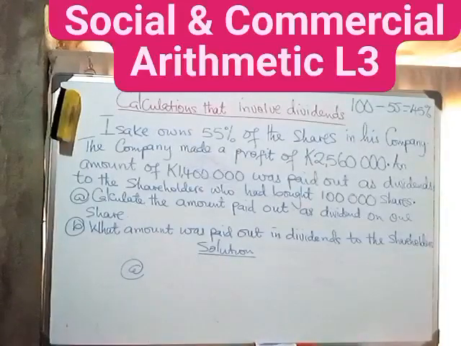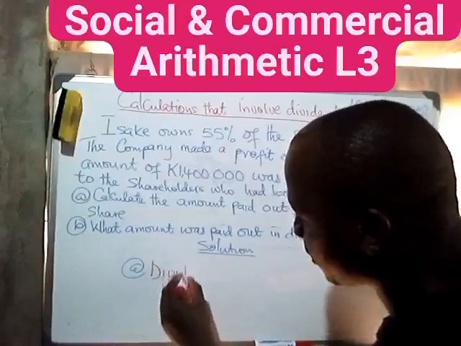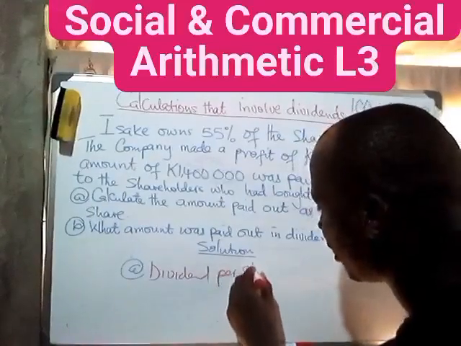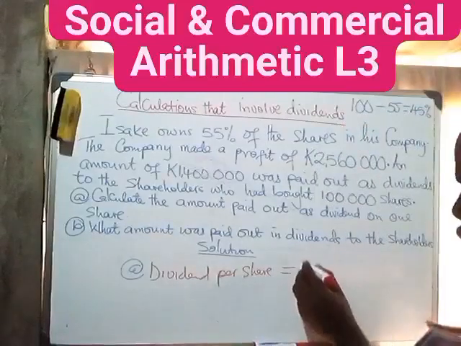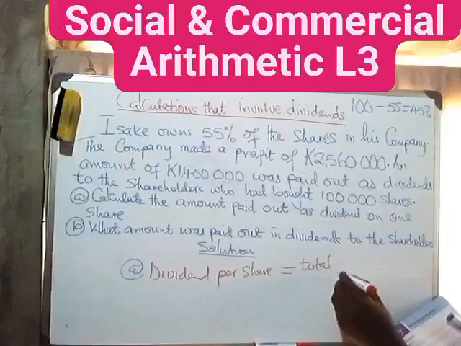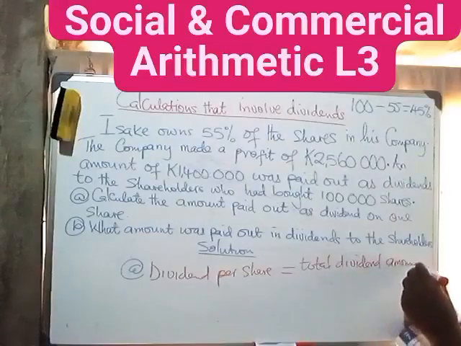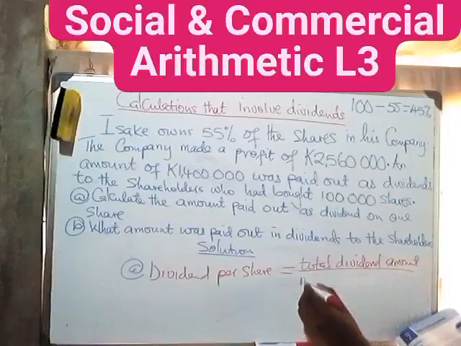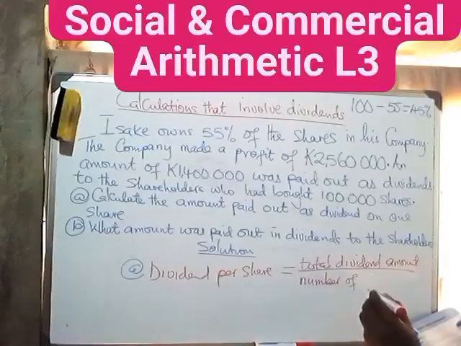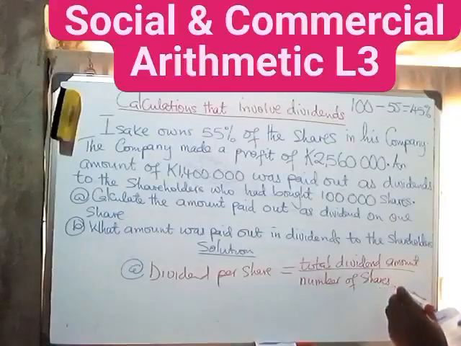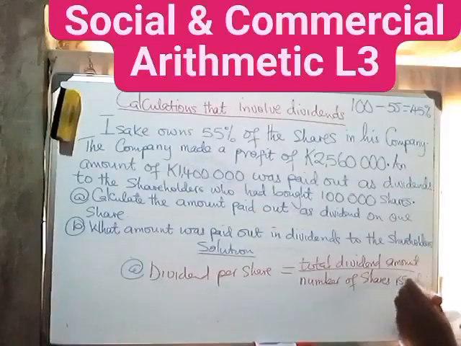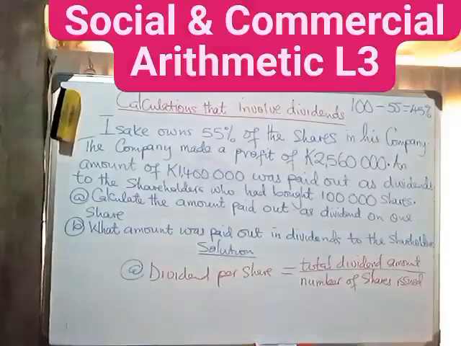Now, there's a formula we use to find the dividend per share. The formula for dividend per share says: dividend per share is equal to the total dividend amount over the number of shares issued. So this is the formula we use to find the dividend per share.